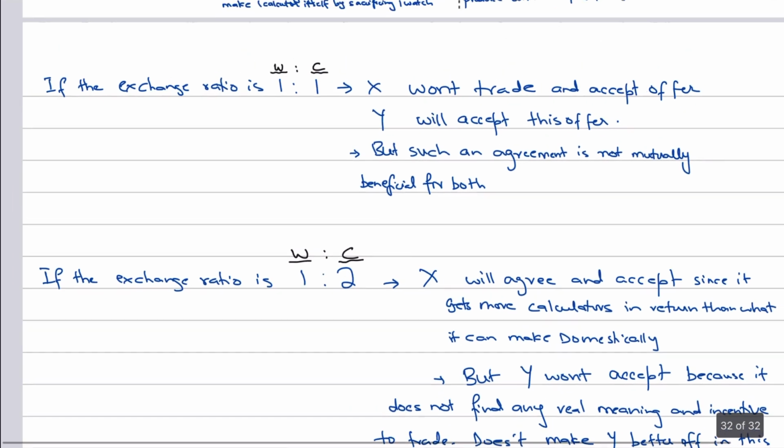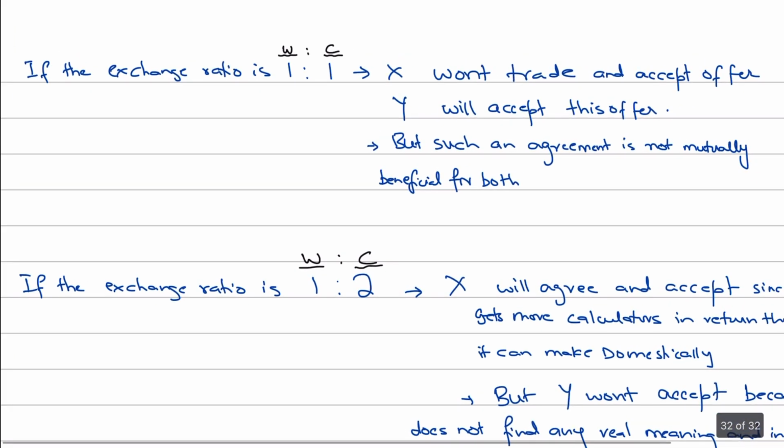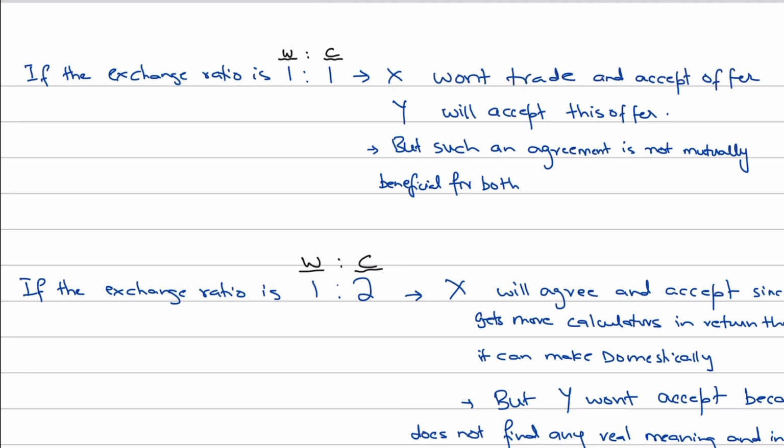So what I've written over here is that if the exchange ratio is 1 is to 1, X won't trade and will not accept the offer, right? X will definitely not accept the offer, because what's the point of trading when these terms are also available domestically, based on domestic production. There's no incentive in trading with Y. X could just make one calculator and sacrifice one watch, right?